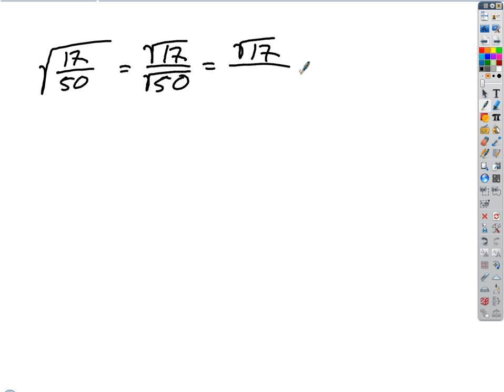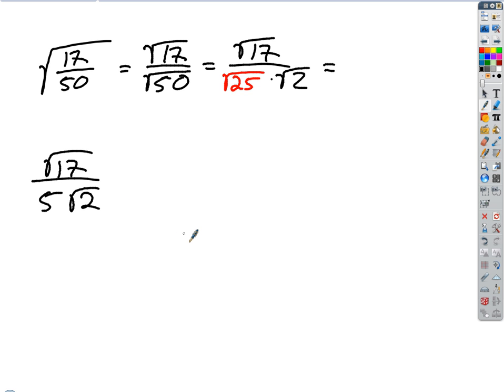Bottom, pretty easy. We just did one like this kind of. What's the bottom breakdown into? 25 and 2. Okay, so that's going to give me square root of 17 over 5 times square root of 2, right? Square root of 25 breaks down to just a 5. So what's wrong with that? There's one little piece here that I've got to deal with. Can't have square roots on the bottom.